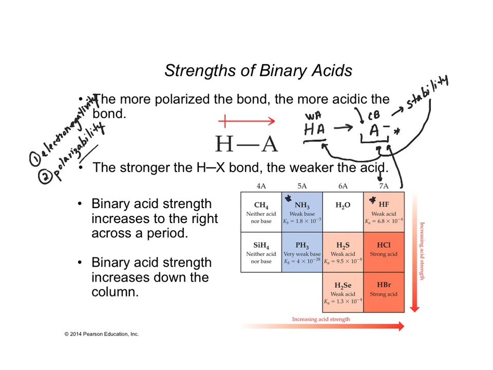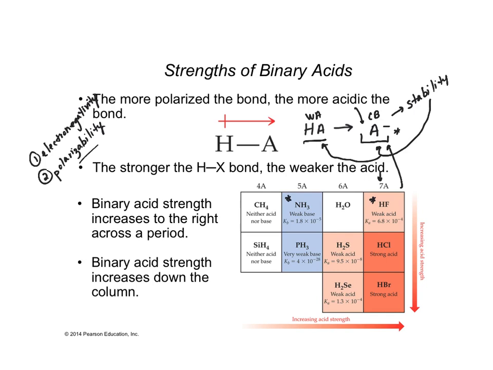Is HF a strong acid? No. But what about the other ones below it? Those are all very strong, right? HBr, HCl, HI, okay? Can we explain that in terms of electronegativity? No, right? Because as we move from top to bottom in the periodic table in terms of electronegativity, we actually see a decrease. Fluorine, again, is the most electronegative element. So what's explaining the fact that fluorine, or HF, is actually not a strong acid, but everything below it is?